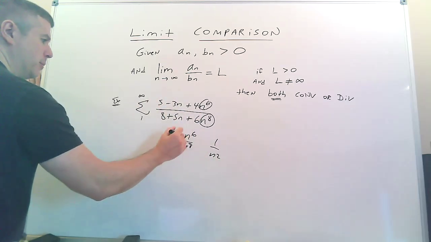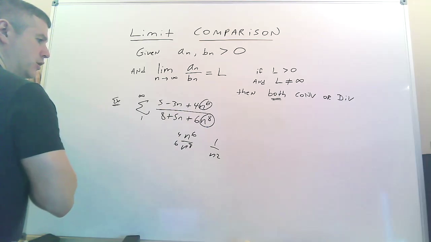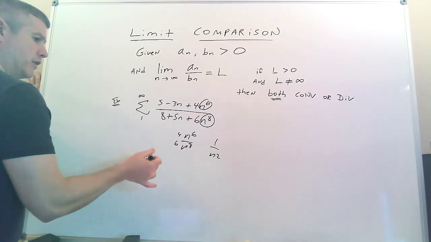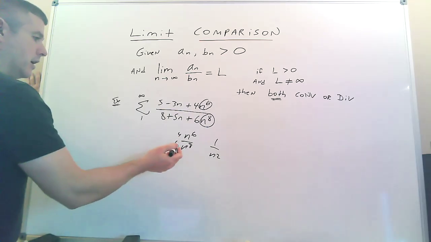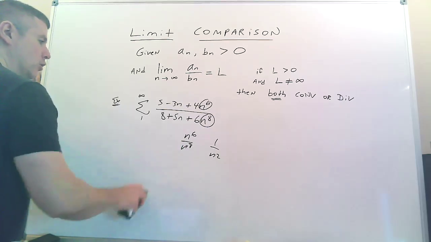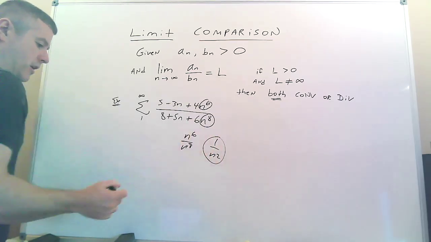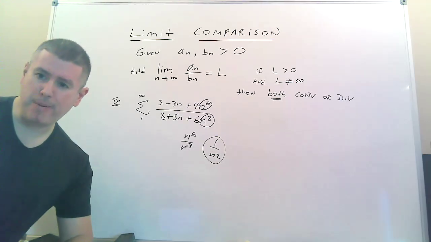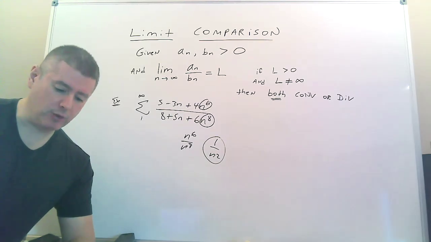Doesn't matter. If you put the 4 and the 6 here, then you cannot use the p-test. Then you would have to use the integral test. Same thing, but why do more work for yourself? You always want to create a comparison that you use the p-test or geometric. Depends on what it is, okay?